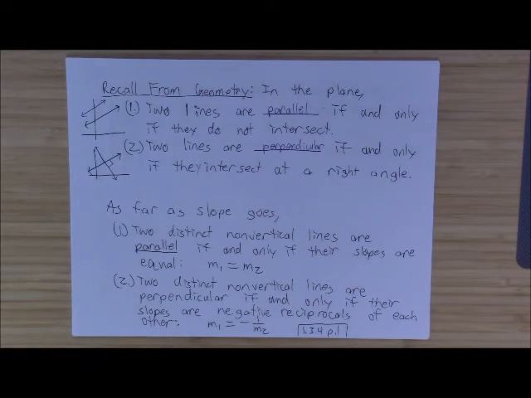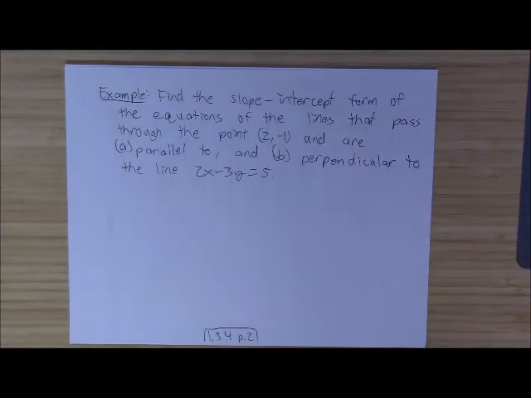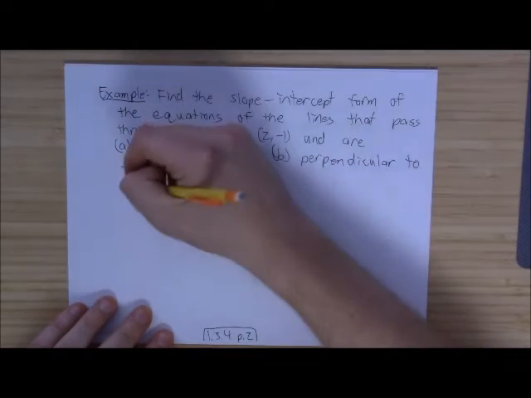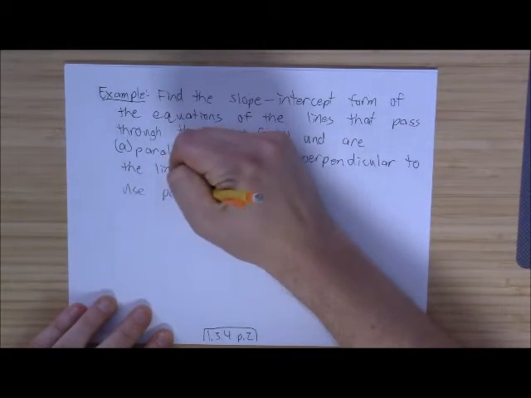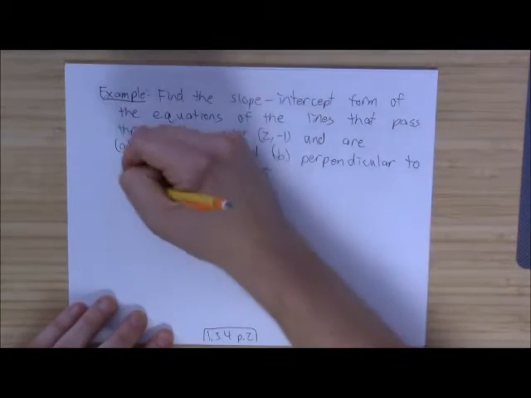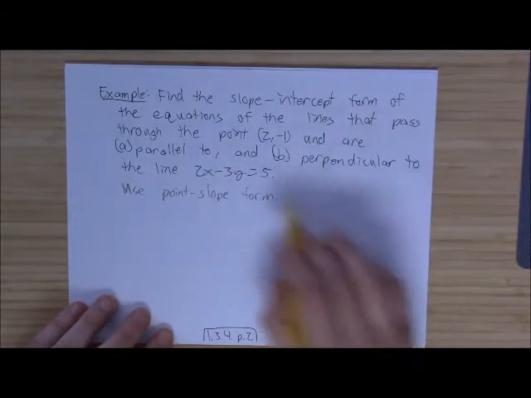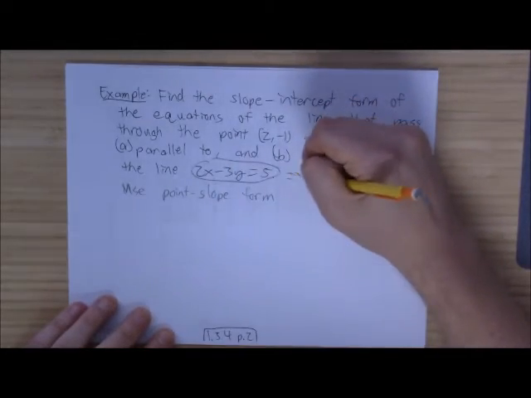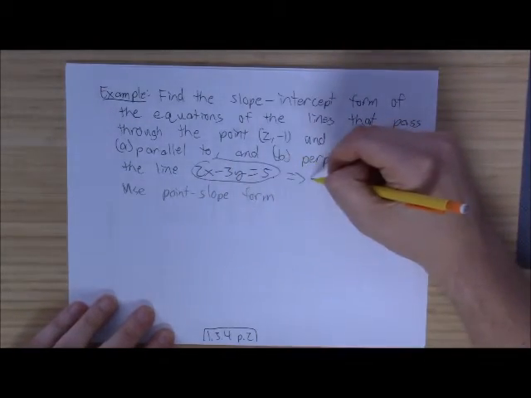Okay, so negative reciprocal. For example, let's find the slope-intercept form of the equation of the lines that pass through the point (2, -1), and are one that's parallel to and one that's perpendicular to the line 2x minus 3y equals 5. Well, to start with, we have our point. We can use point-slope form, right? All we need is a slope, because it is called point-slope form, and we have a point. Here, for this line, we want to know its slope. We can get the slope by solving out for y.